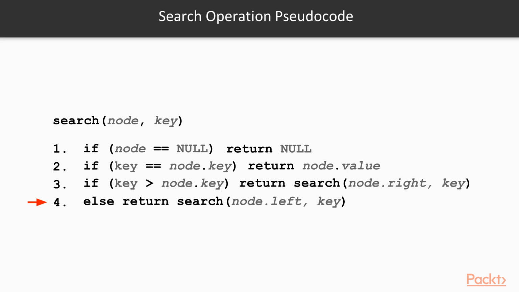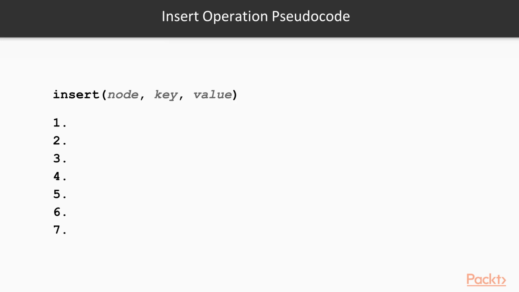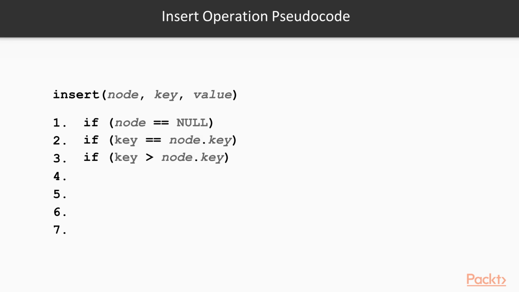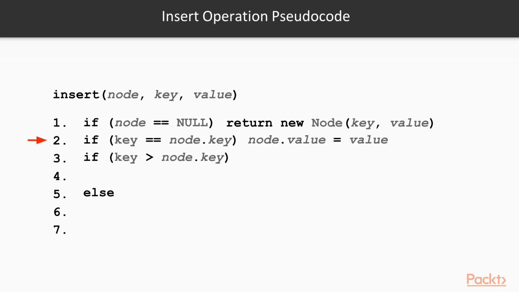For inserting in a binary tree, we have to handle the same cases as when searching. The node might be null, the key is equal, the key is greater, or the key is smaller. When the node is null, we return a new node containing the required key and value. When the key is equal, it means that the node already exists. In such cases, we just need to update the value of the node.